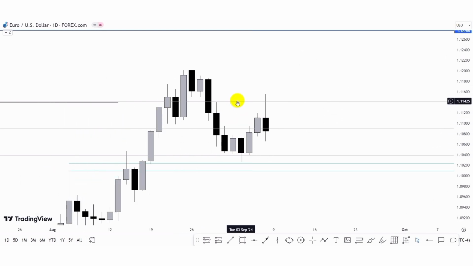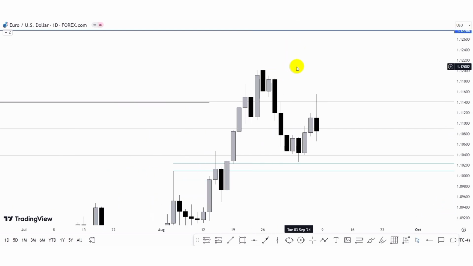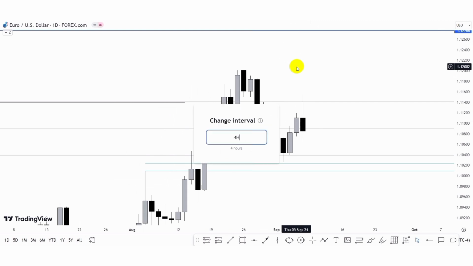So these two scenarios may happen: either price dips lower and takes out this swing low and mitigates the fair value gap, or we have price range within this order block and then we have the continuation to the upside. So let's check the 4-hour time frame.